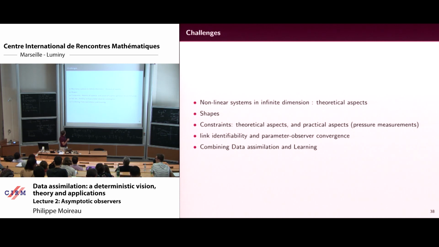Can we do the estimation error in every situation? And the last but not least, can you combine this idea when you have data on a population in order to do estimation on the complete population, which is related to the last question of yesterday, combining data assimilation and statistical learning. And sorry for the time today.